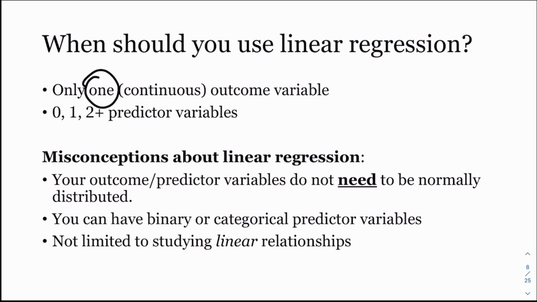On the internet, there are a large number of misconceptions that frequently arise about linear regression. One common misconception is that your predictor or outcome variables need to be normally distributed, and this is somewhat of an oversimplification. In fact, it is perfectly possible to have a binary variable or a categorical variable as your predictor. Another confusing misconception about linear regression is that it's limited to studying linear relationships between variables. In fact, with some very simple modifications, you can use linear regression to understand non-linear associations as well. And that'll be the focus of a future video.